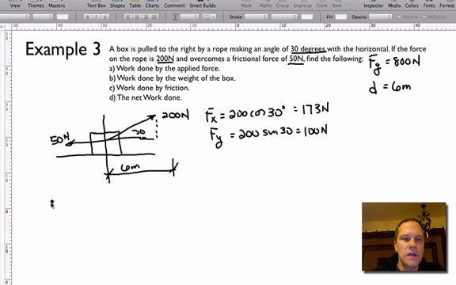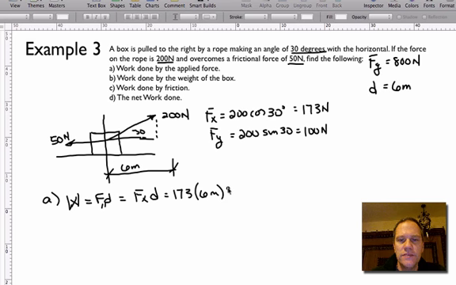So now let's take a look at part A. Part A says we want the work done by the applied force. So the work done is equal to F times D, where these two have to be in the parallel direction. So we have the x, so really it's going to be Fx times D, which is 173 times 6 meters, and 173 times 6 gives me 1,038. And again, it's work, so that's in joules.